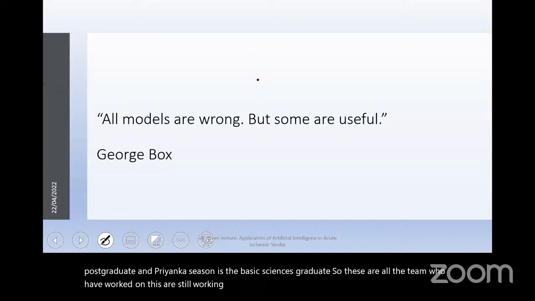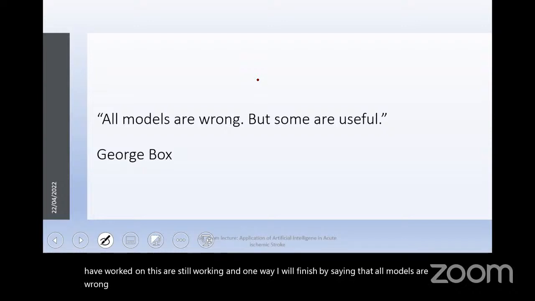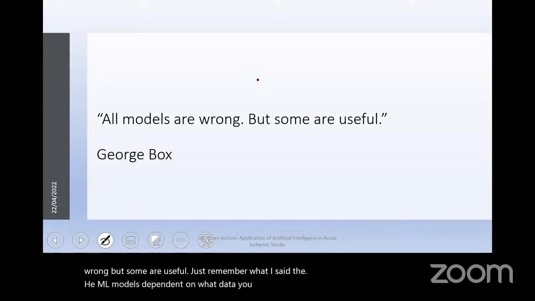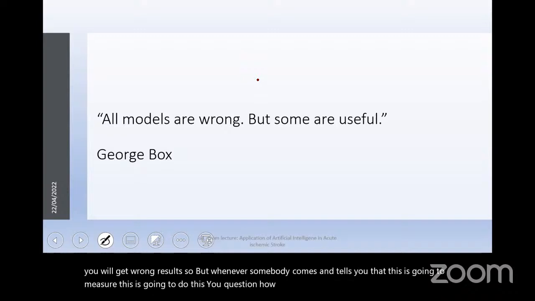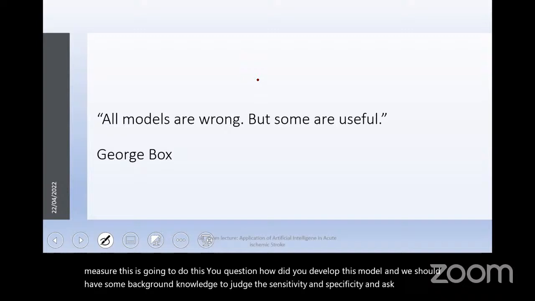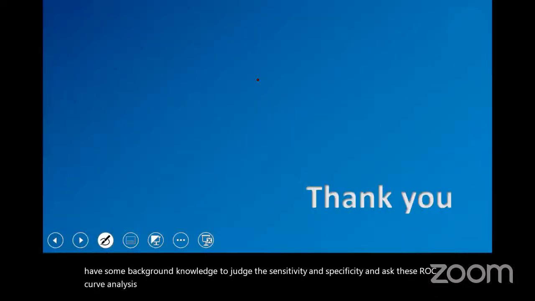One way I'll finish is by saying that all models are wrong, but some are useful. Just remember what I said. The ML models are dependent on what data you are using. If data is biased, the model is biased and you'll get wrong results. So whenever somebody comes and tells you that this is going to measure this, or do this, you question: how did you develop this model? Now we should have some background knowledge to judge the sensitivity and specificity and to ask about ROC curve analysis and F1 scores. That's all from my side.